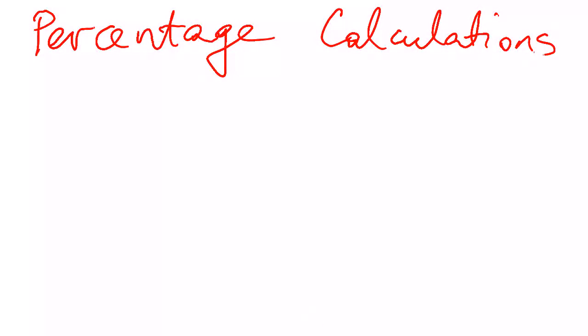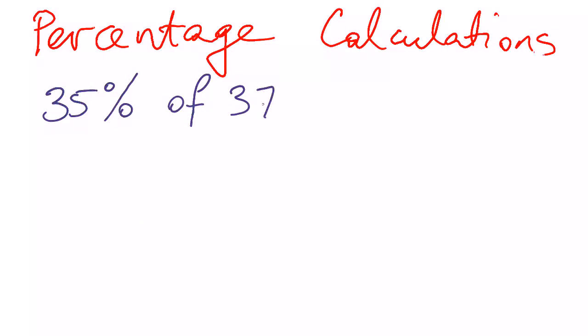Okay, so we've looked at some percentage calculations. Now let's look at a more formal way of calculating a percentage of an amount. For example, if I wanted to calculate 35% of 372.